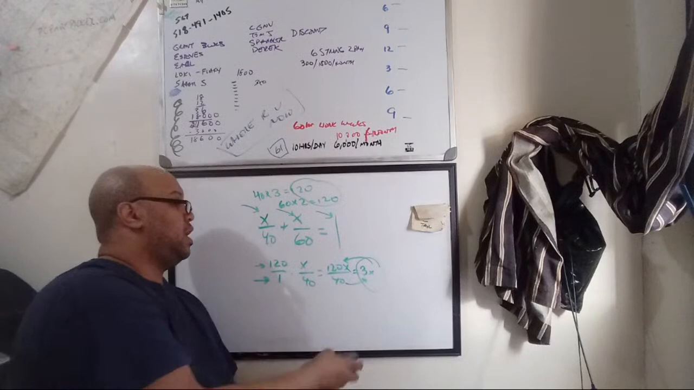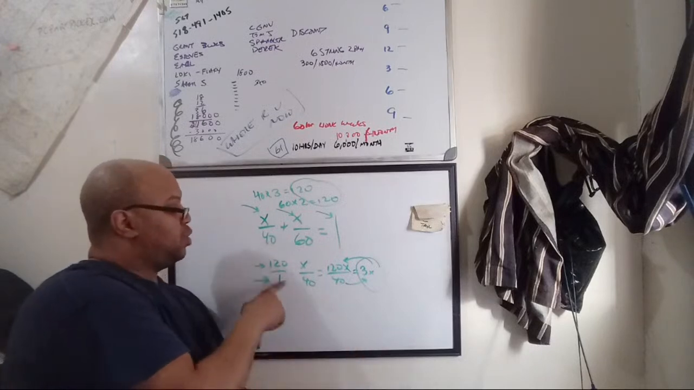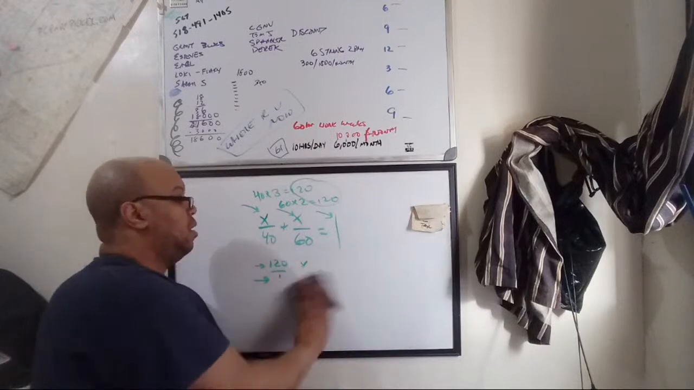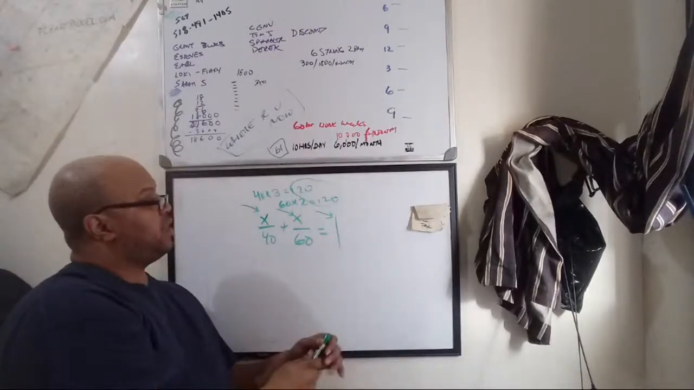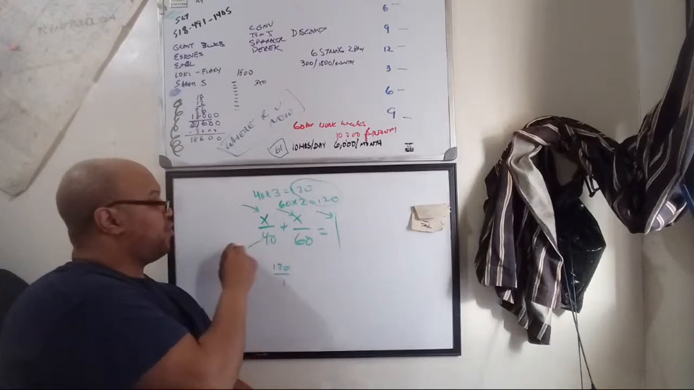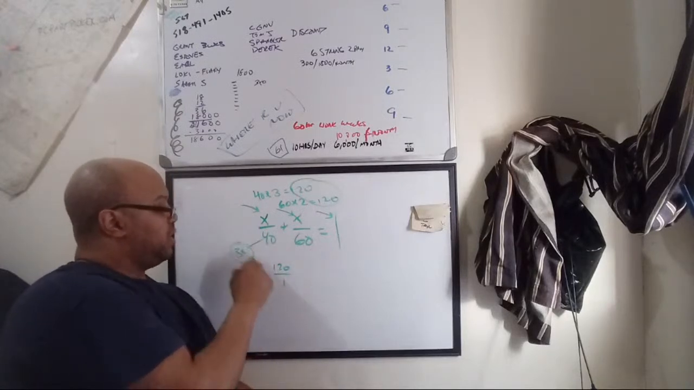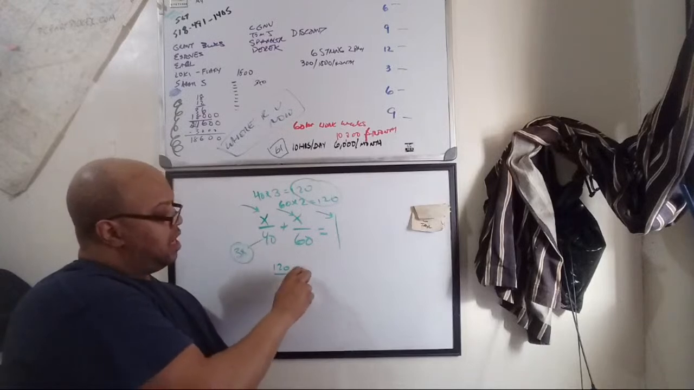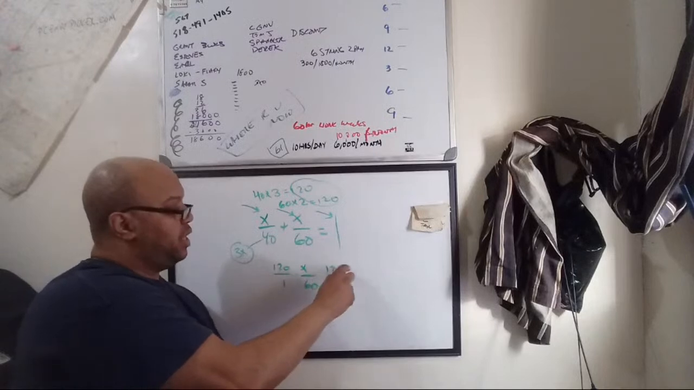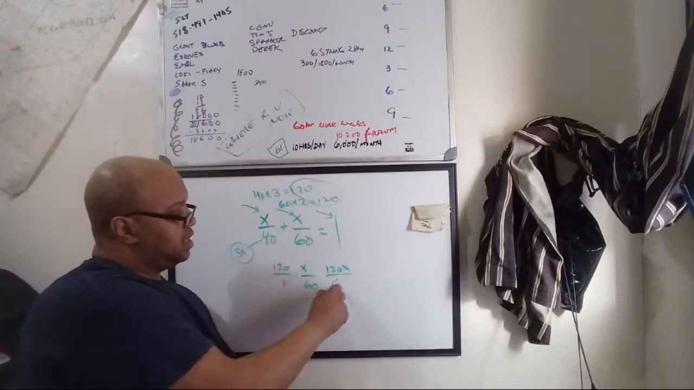All right, and I know there's a delay. So 120 has been multiplied by x over 40 to produce a 3x. We have to do the same thing with x over 60, so 120 over 1, and this is 3x, so we don't forget that. Times x over 60, same thing applies. 120 times x is 120x, 1 times 60 is 60.